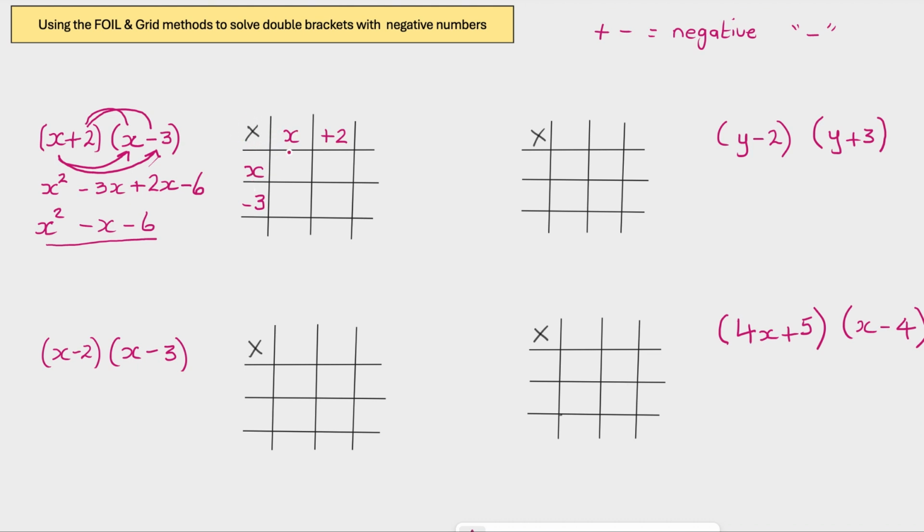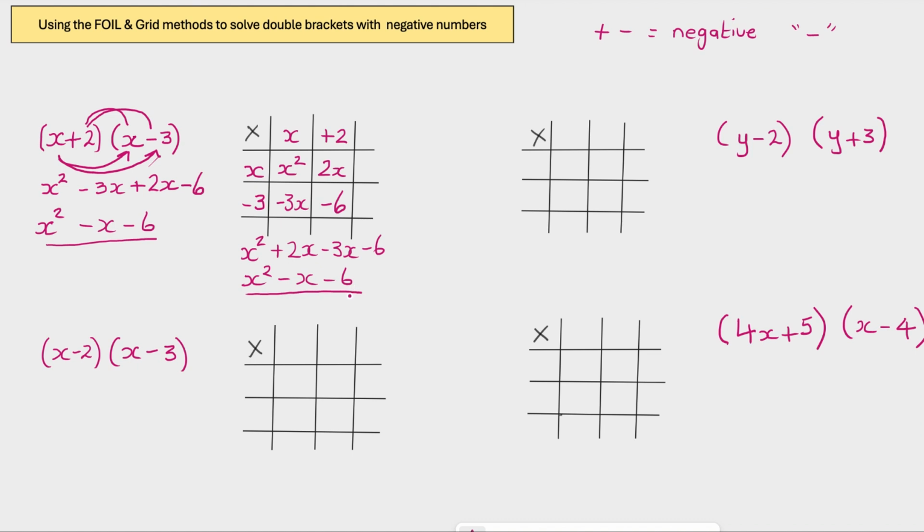So x times x is x squared. 2 times x is 2x. Minus 3 times x is minus 3x. Minus 3 times 2 is minus 6. Put it all together. We have x squared plus 2x minus 3x minus 6. Collect like terms and simplify. It becomes exactly the same.